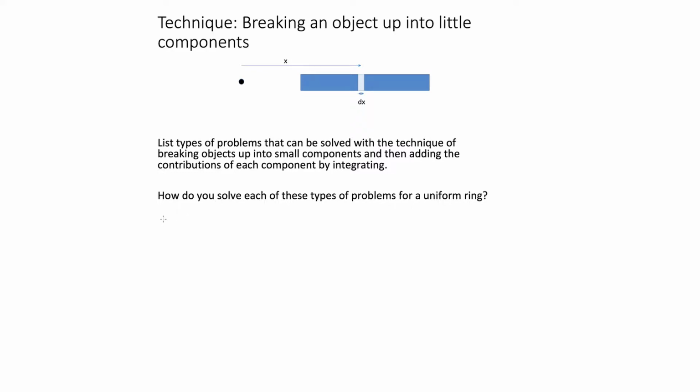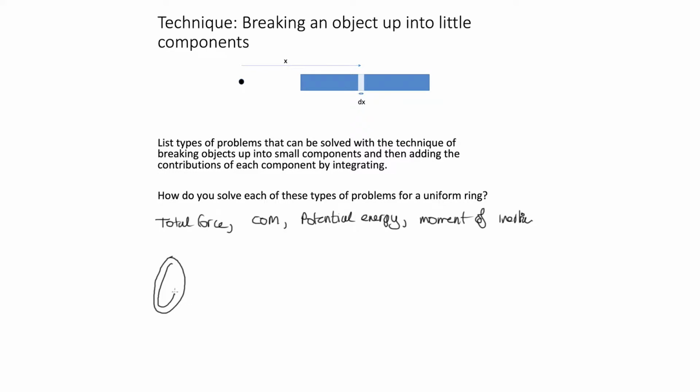And some of the things that we can find with this technique are total force, we can find the center of mass, we can find the potential energy, the gravitational potential energy, or we can find the moment of inertia. There may be others. If you can think of others, that's great. And then how do you solve each of these problems for a uniform ring? Okay, so let's imagine that we had a uniform ring here.